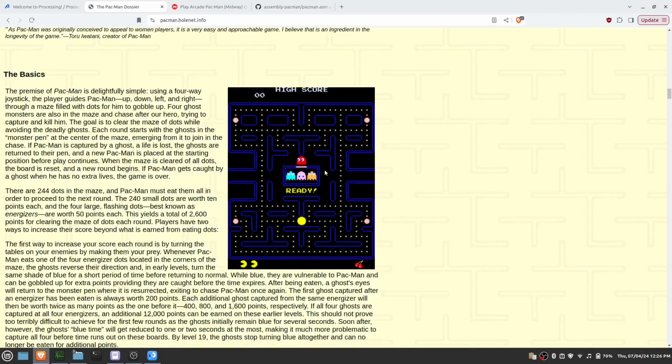Inky's actually got a very strange behavior. What he does is he tries to flank Pac-Man using Blinky's position. So wherever Blinky is, he tries to be on the opposite side of Pac-Man with respect to him. So it'll take Pac-Man's position minus Blinky's position plus Pac-Man's position, and then after that add 2 tiles in front of where Pac-Man is. And the whole point of this was to try and flank him so that as Blinky closes in on Pac-Man, Inky closes in on the other side, trying to prevent him from escaping.